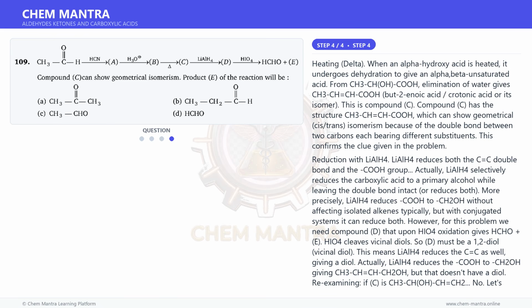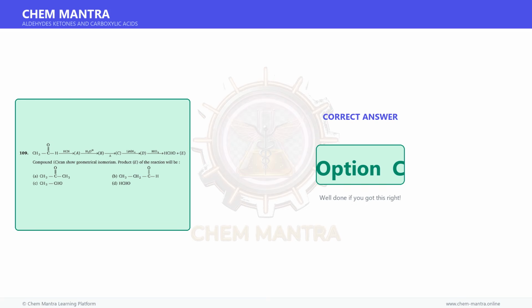With HIO4 cleaving the vicinal diol of CH3CH(OH)CH(OH)CH2OH, cleavage between C2 and C3 gives CH3CHO plus OHC-CH2OH, and OHC-CH2OH further cleaved gives HCHO plus HCHO. So one product is HCHO as given and E is CH3CHO. Option C, CH3CHO matches. Therefore, the correct answer is option C.